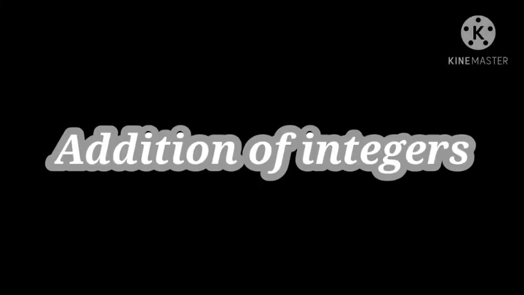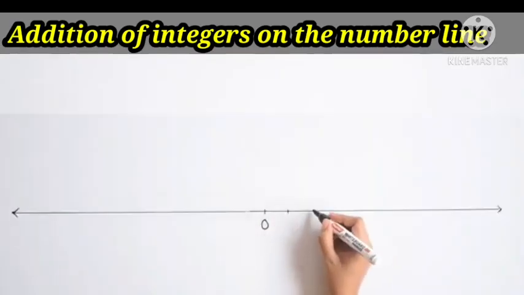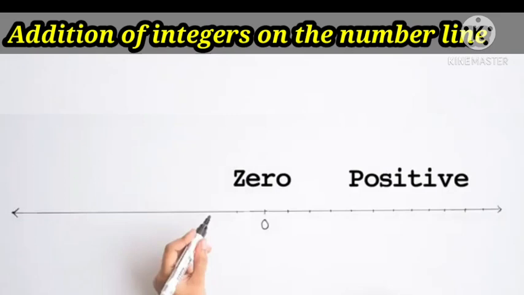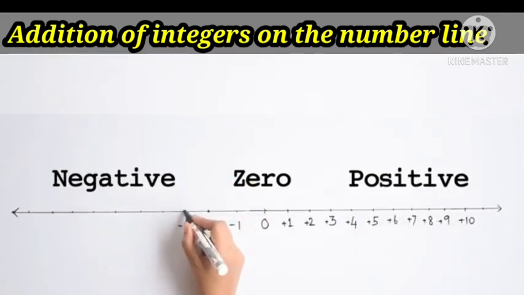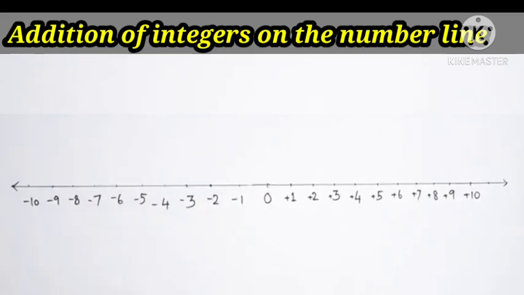Children, in this video, let us learn addition of integers. Children, shall we use number line for addition? It makes us to understand the concept very easily. First, we have to draw a number line for integers. Children, we have to mark 0, positive integers and negative integers.